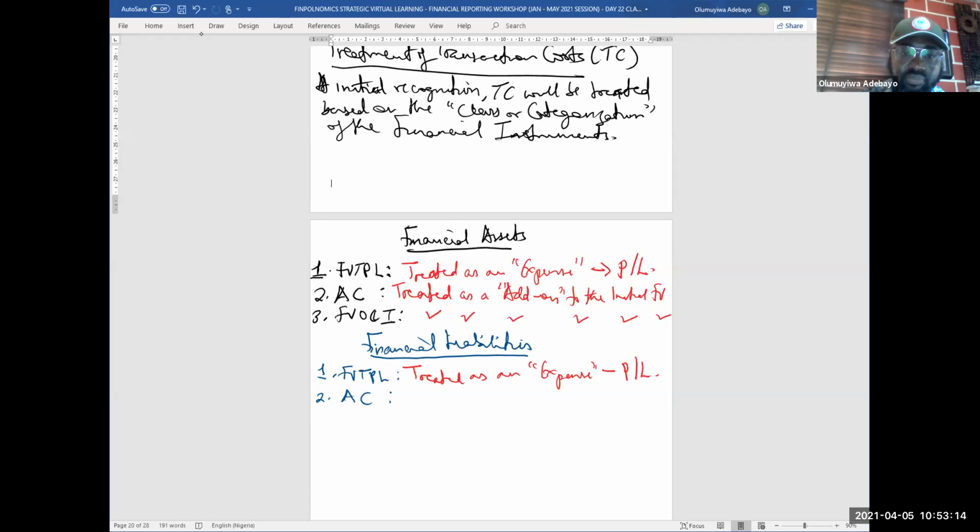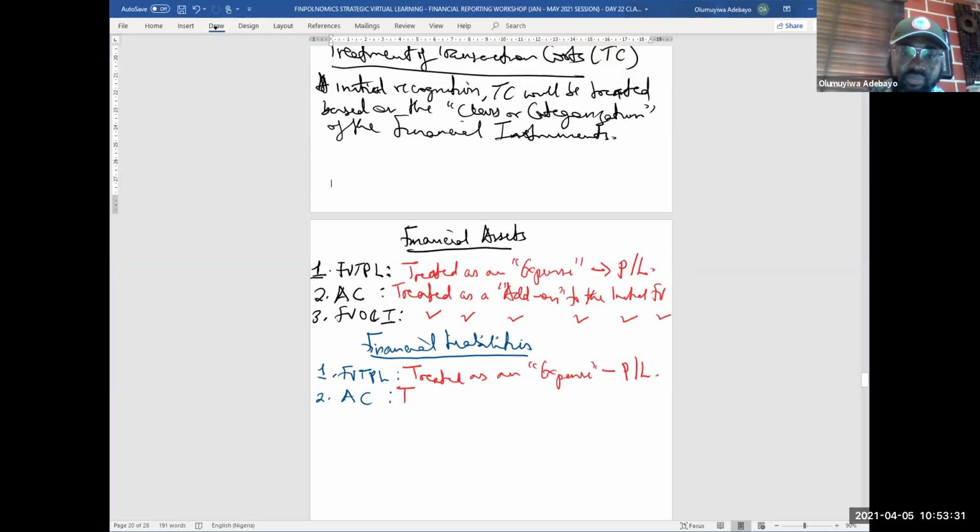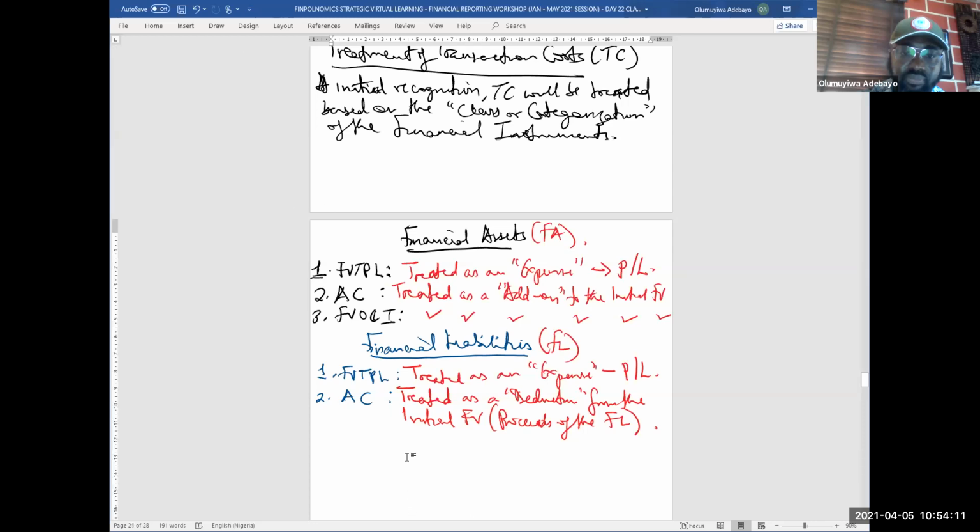Whereas we will treat transaction costs for those measured at amortized cost by way of deduction from the proceeds, which means it will be treated as a deduction from the initial fair value, which is the proceeds of the financial liability. Therefore, this is how transaction cost is treated.